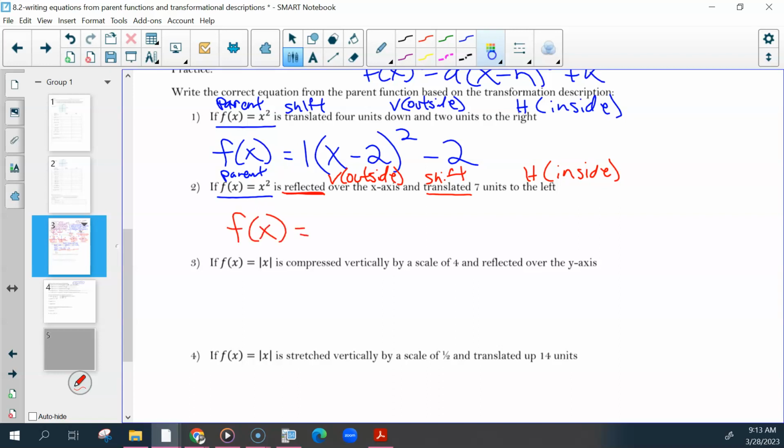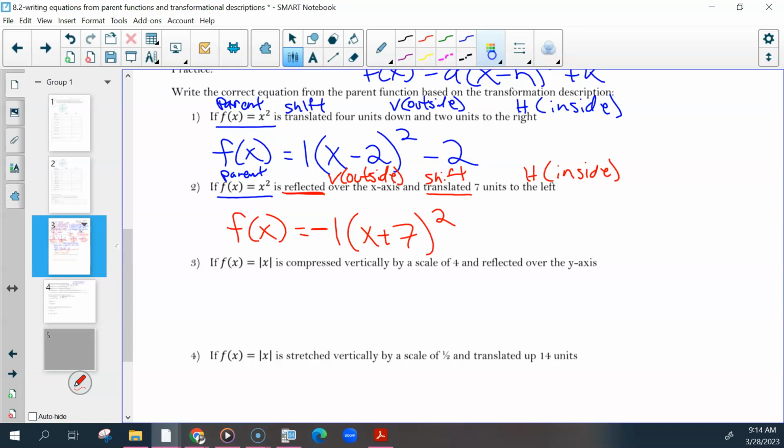So now let's start to write this. F of x equals. I said A is if we have any compressions or stretches vertically, but it's also if we have a reflection vertically. So that would go outside first. So it would be -1 instead of 1. So if you put the 1, you don't need the 1. And if it's translated 7 units to the left, would that be -7 or +7? It would be a positive. It's always going to be the opposite.